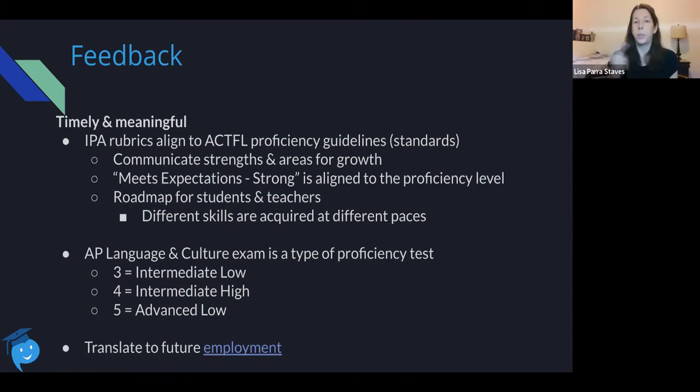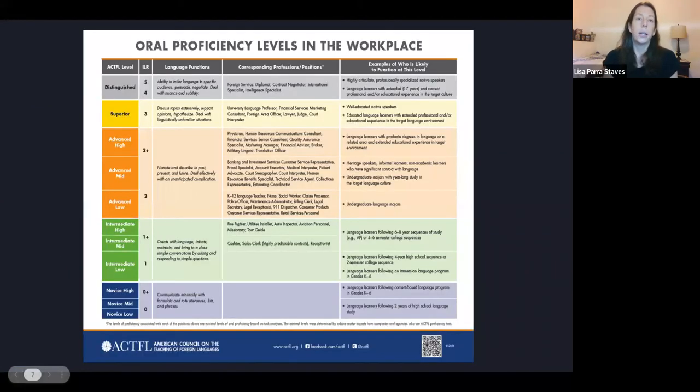So if we go to the next slide, Grant, you'll see another graphic from ACTFL on oral proficiency levels in the workplace. And I know this is really, really small, but I mean, we can all go to actfl.org and we can just search oral proficiency levels in the workplace and you'll see this chart come up.